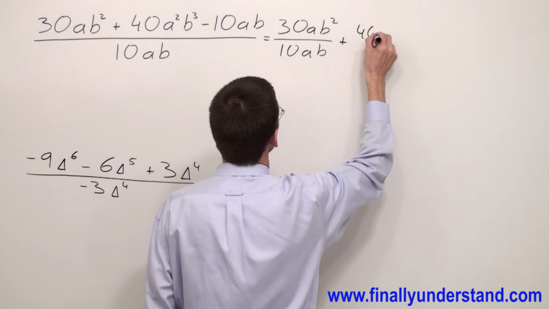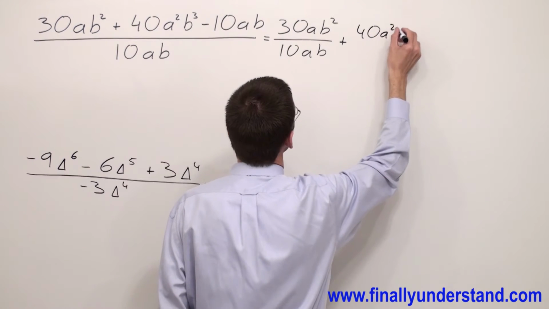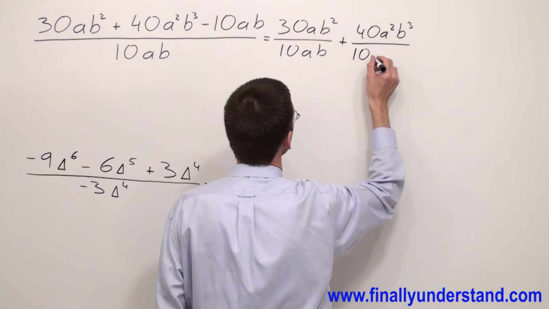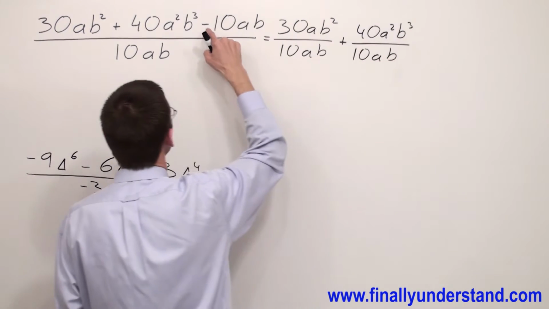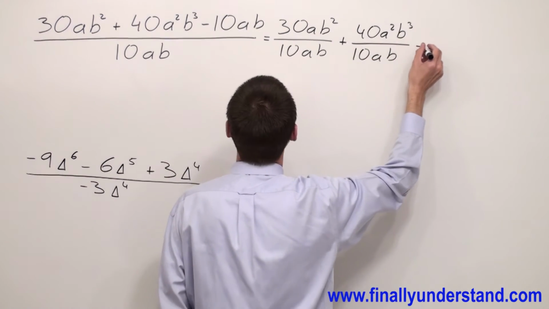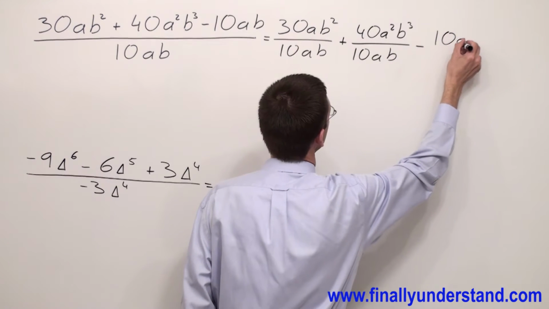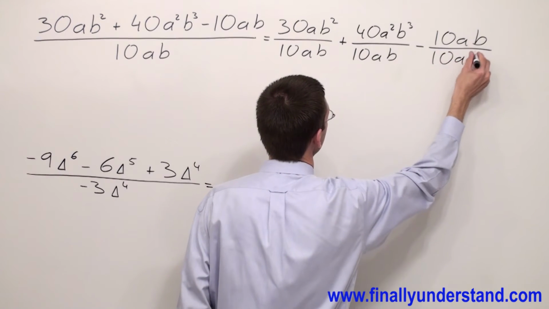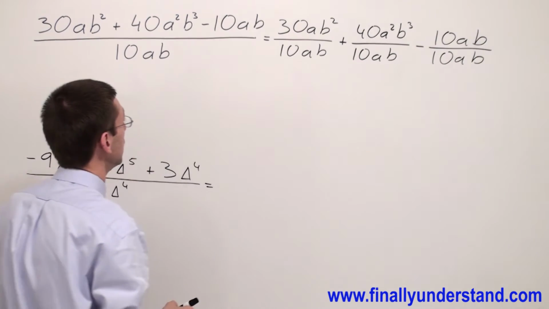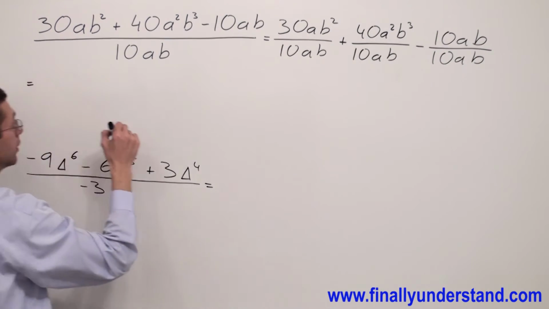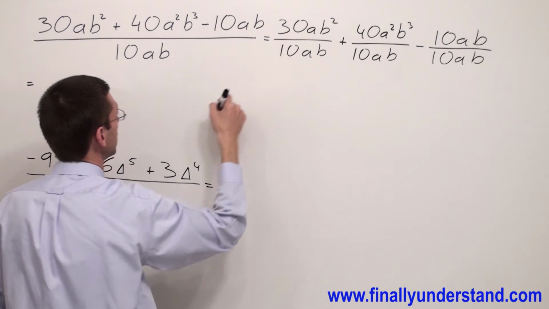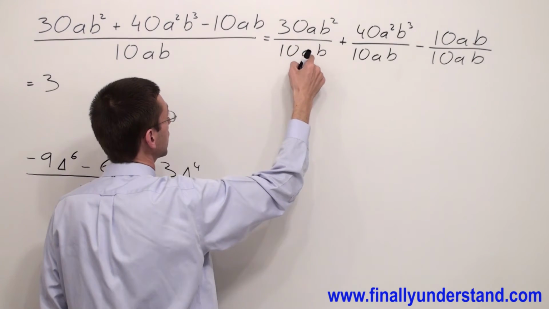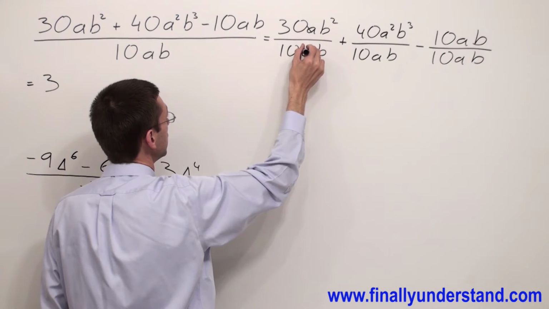I have 40a²b³ over 10ab. I have to copy this negative sign, minus 10ab over 10ab. This is going to be equal to 30 divided by 10, which is 3. A and A will cancel out because a divided by a is 1.